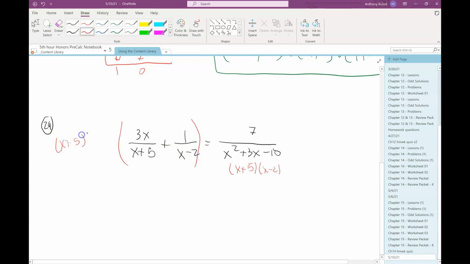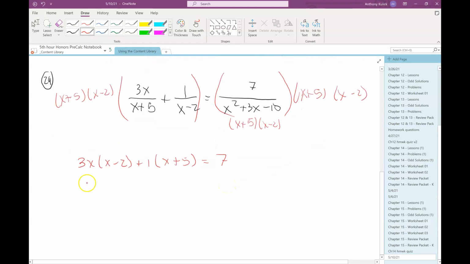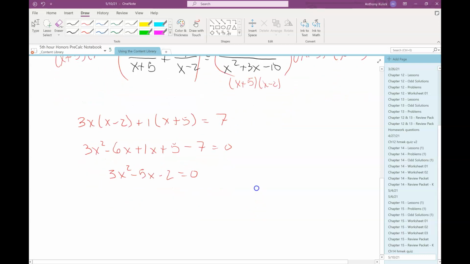Multiply both sides. So when I do that, I get 3x times x minus 2 plus 1 times x plus 5 equals 7. So let's go ahead and multiply this stuff out and get everything onto one side. So that's 3x squared minus 6 plus 1x plus 5, and then I'll subtract the 7 over there all at the same time. And if I combine my like terms, 3x squared minus 5x minus 2 is equal to 0.